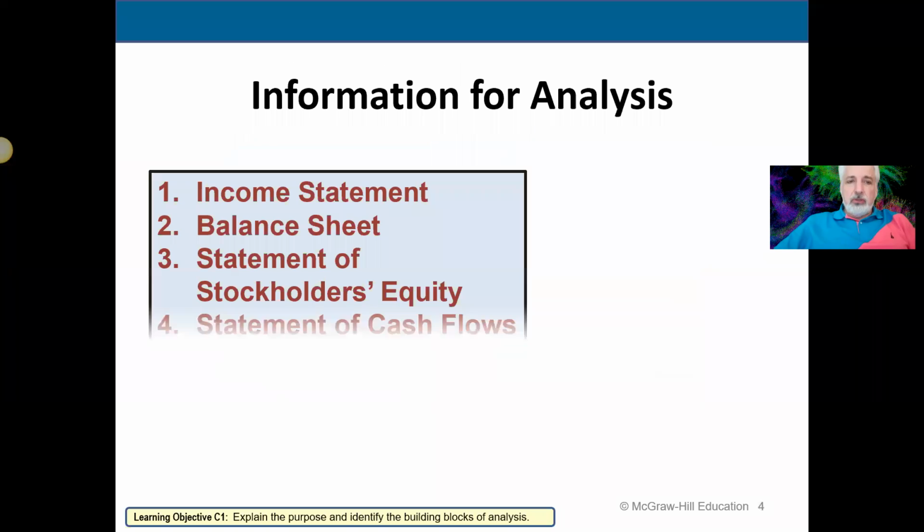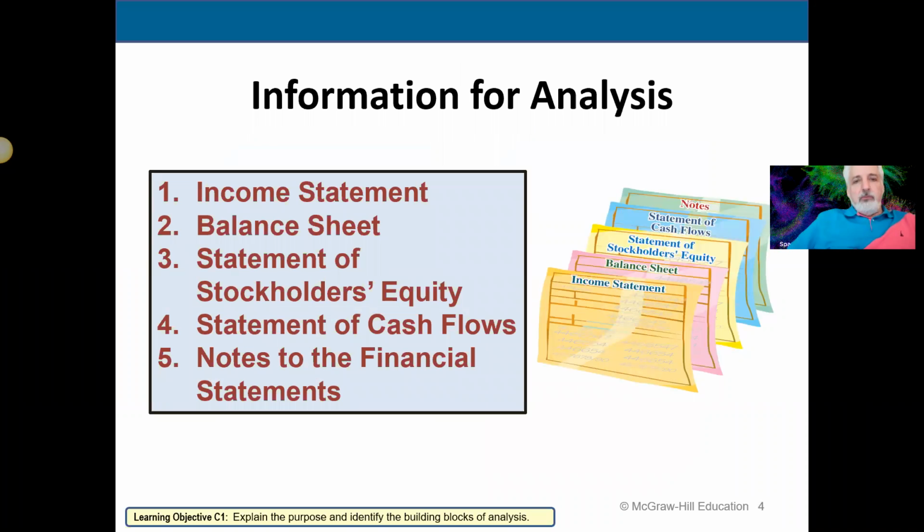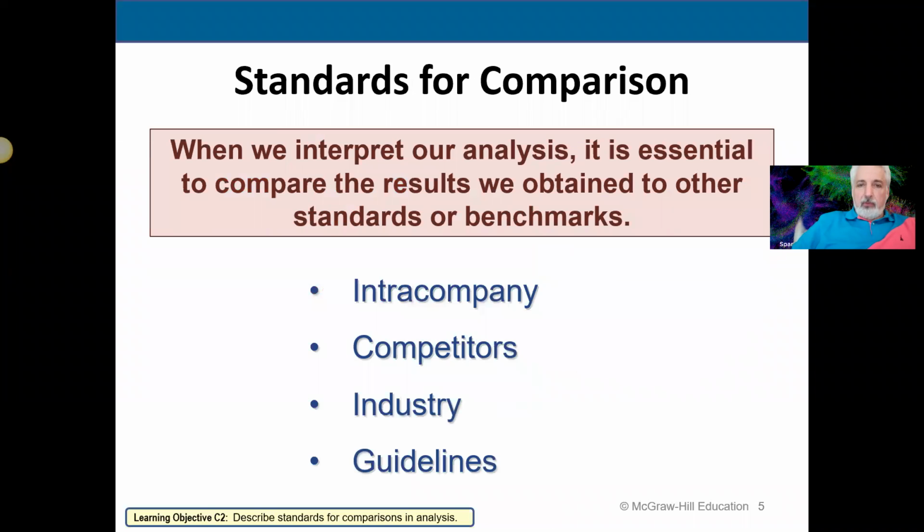So let's go through some of this other analysis. So information for analysis, we're looking at the income statement and balance sheet. Statement of stockholders' equity, which includes retained earnings. Statement of cash flows, and our notes to financial statements. So that's where we're going to be reading about what's going on, and you're going to be reading an annual report cover to cover, which is why we're jumping to chapter 13 early in the picture.